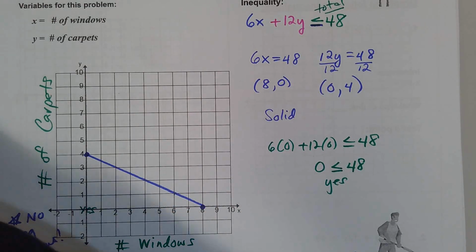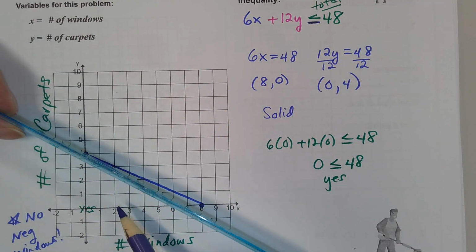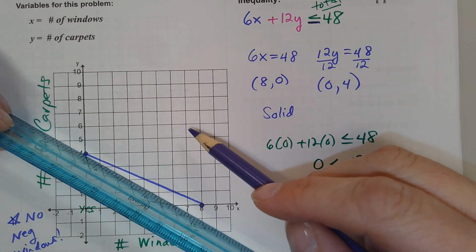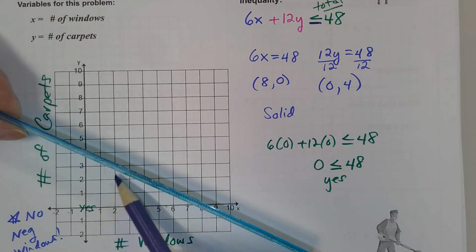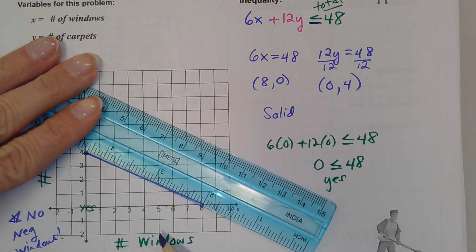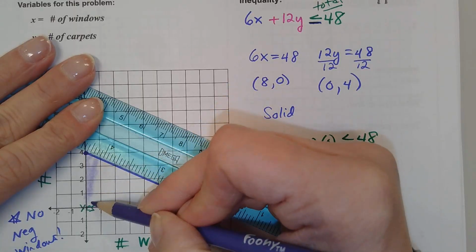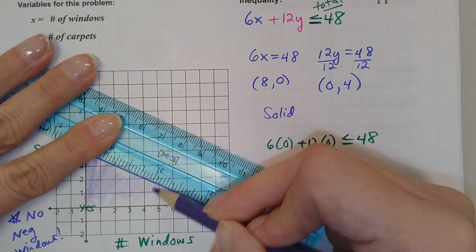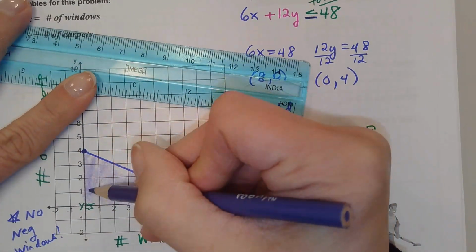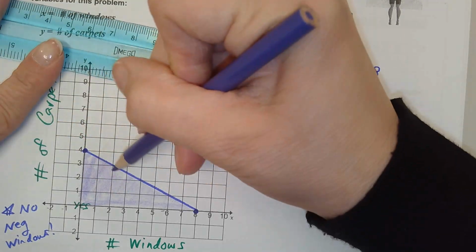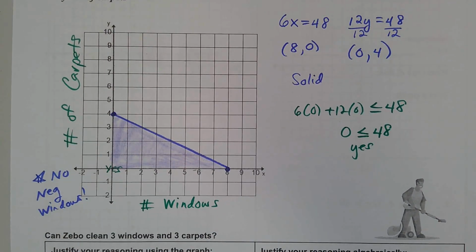So when you have your ruler, we have to figure out which way to shade. Do I shade this way, or do I shade above? You put your ruler on the line, and this makes the barrier, the section. And this way says yes, but we cannot have negative windows. So when we shade, we have to stay in this little triangle right here. Cannot have negatives. So we color this entire triangle right there. And that is our solution region.